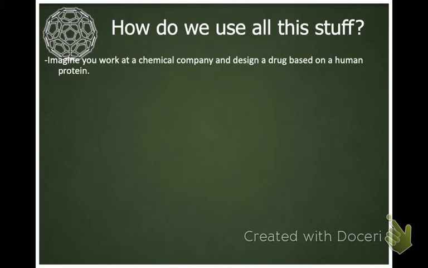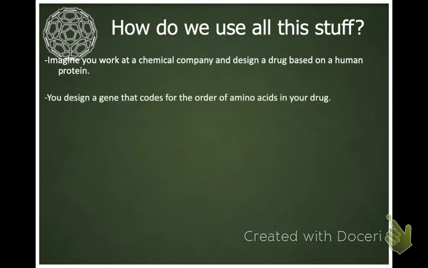So, imagine you work at a chemical company and you design a drug based on a human protein. So, you design a gene that codes for the order of amino acids in your drug because that's how you built your drug. So, you make a gene that would dial up the right amino acids in the right order. How do you get that many copies of your engineered gene? PCR is how we make copies, right? Think PCR. PCR is the DNA copy machine.